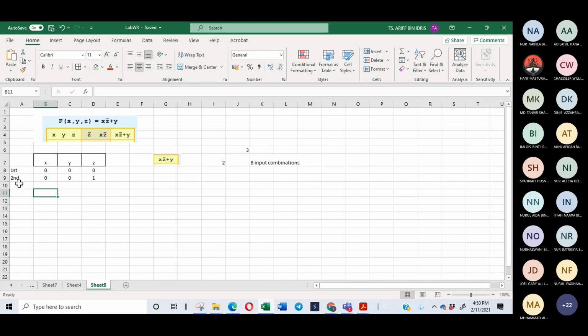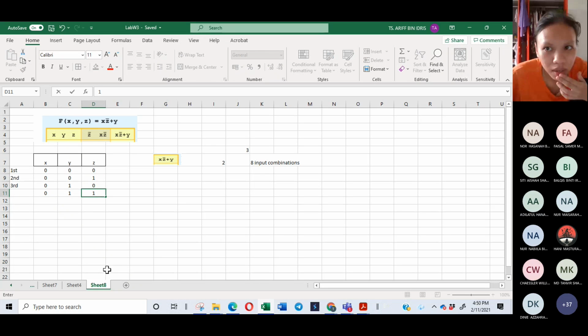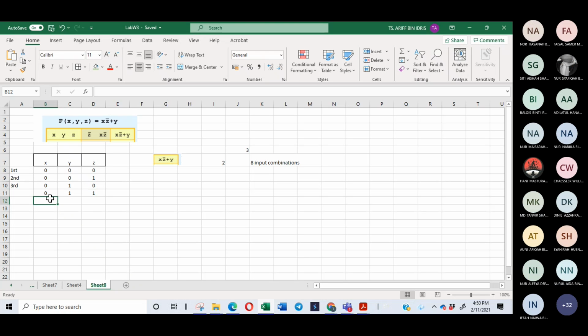Okay, the next one, the third. What is the third combination? 0, 1, 0. What else? 0, 1, 1. Then what else? 1, 0, 0. 1, 0, 1. What else? 1, 1, 0. What else? 1, 1, 1.